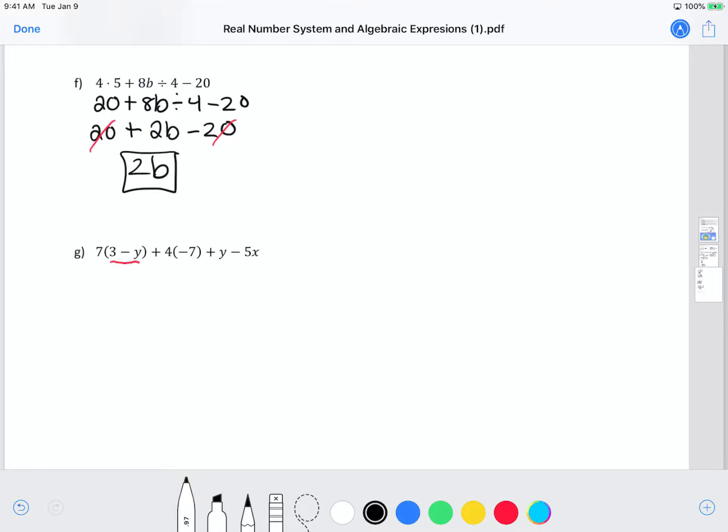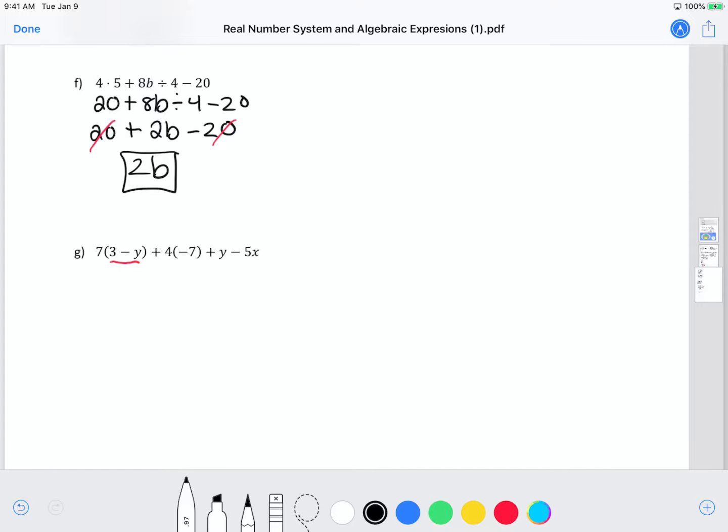Well, with the multiplication, I have the 7 times the 3 minus y, and I have the 4 times the negative 7. If you have more than one term inside parentheses and you're multiplying by something on the outside of the parentheses, you have to do what's called distributing, where you have to take whatever's on the outside and multiply it by everything that's on the inside of the parentheses in order to remove those parentheses.